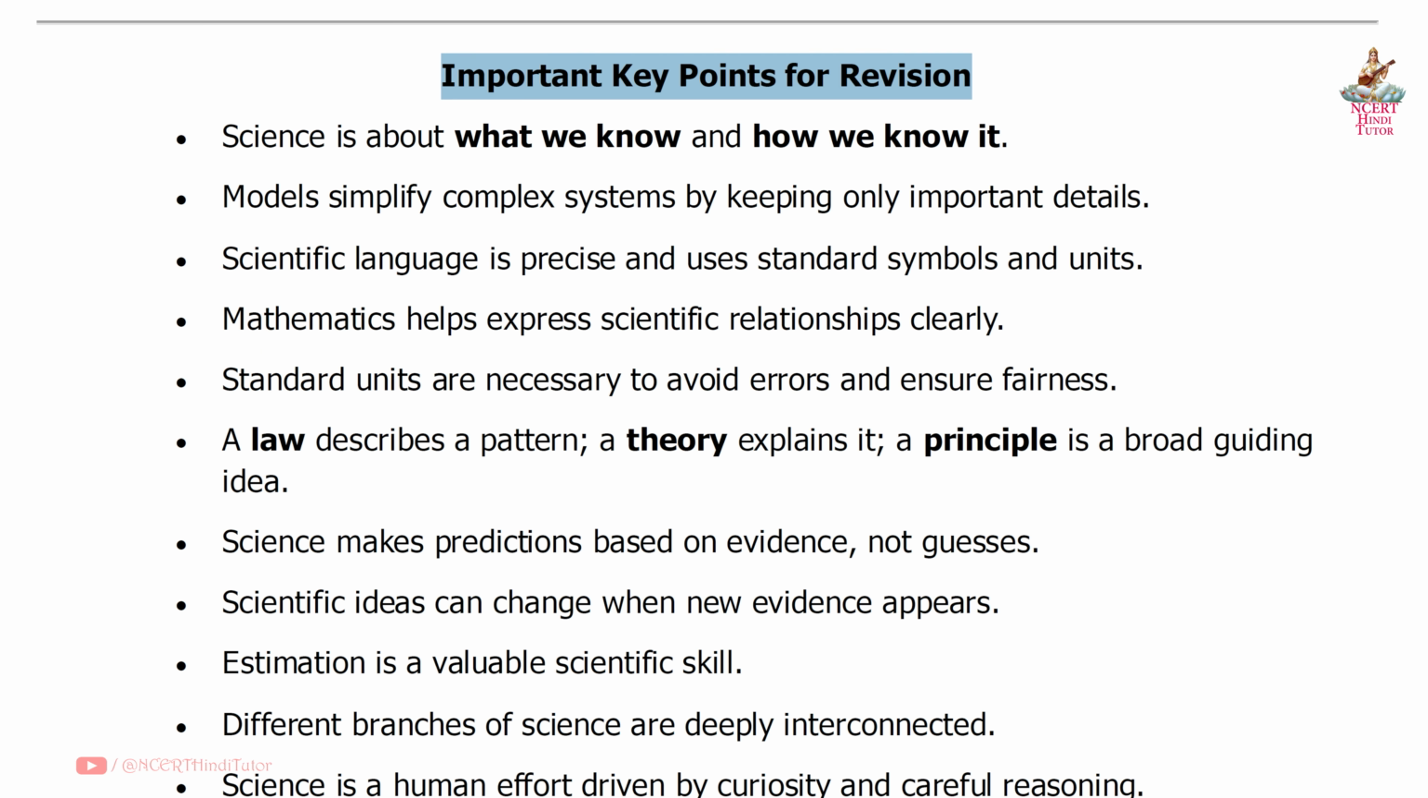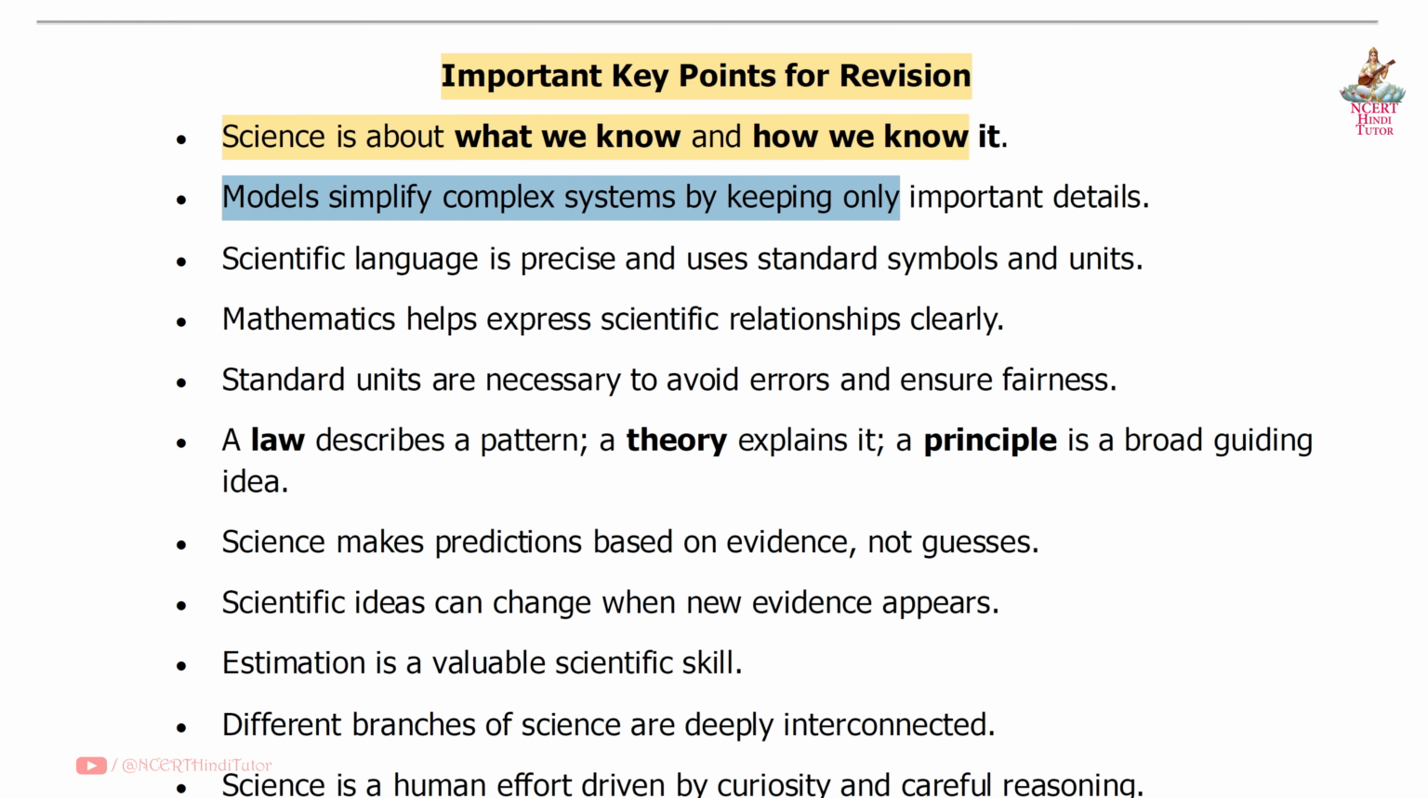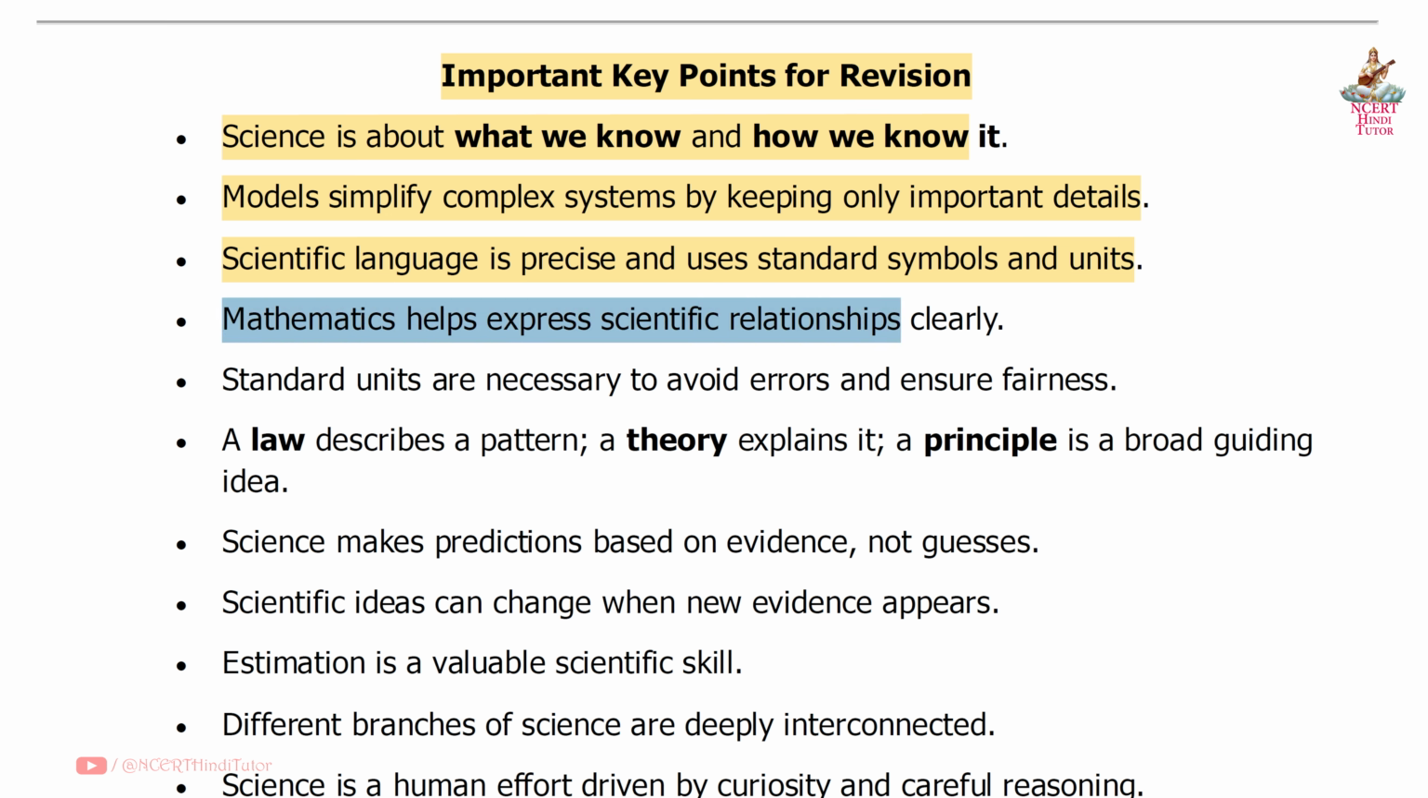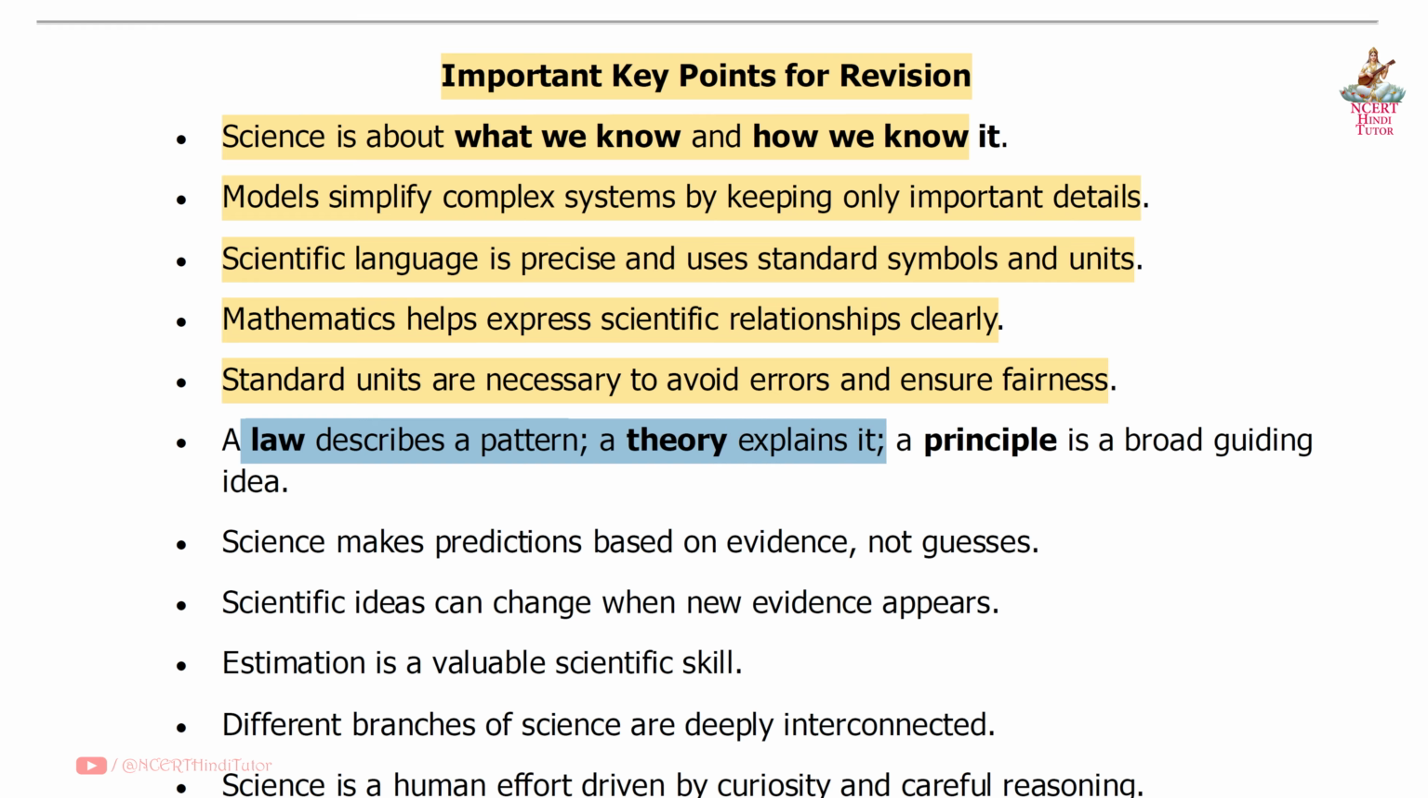Important key points for revision: science is about what we know and how we know it. Models simplify complex systems by keeping only important details. Scientific language is precise and uses standard symbols and units. Mathematics helps express scientific relationships clearly. Standard units are necessary to avoid errors and ensure fairness. A law describes a pattern, a theory explains it, a principle is a broad guiding idea. Science makes predictions based on evidence, not guesses.